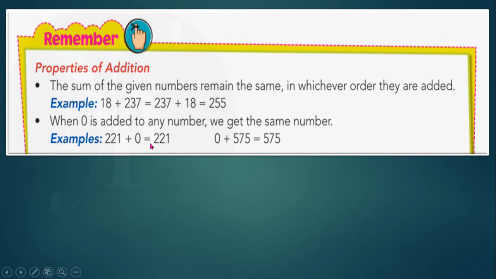221 plus 0 is equal to 221. So we get the same number. Similarly, if you add any number to 0, 0 plus 575 is equal to 575. So remember these properties of addition.